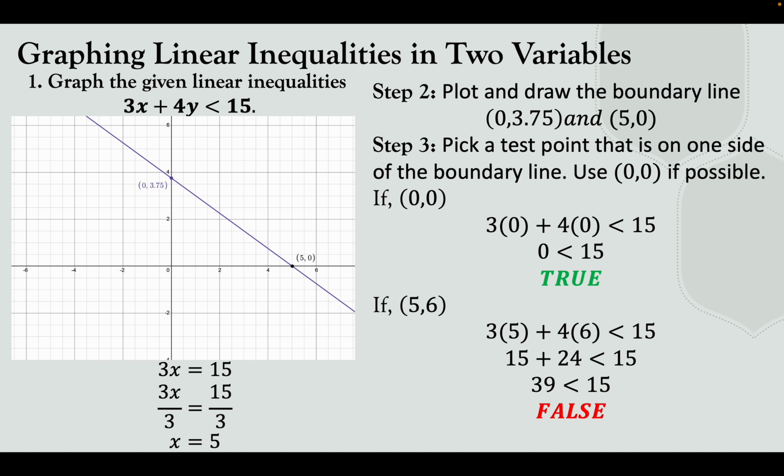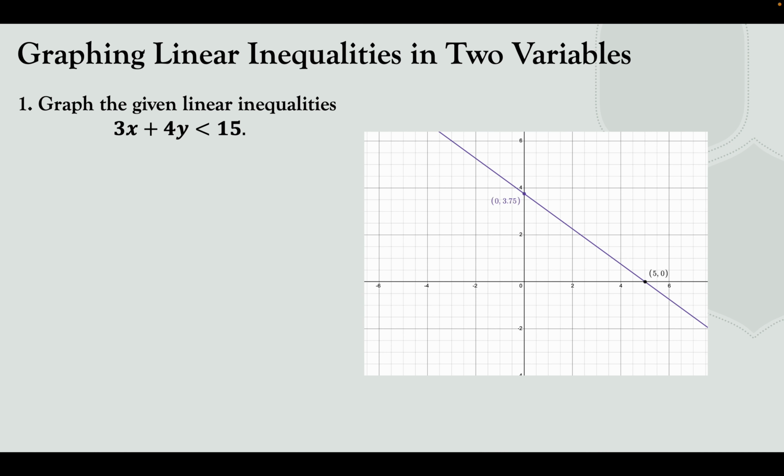False. No, of course not. So that is a false statement. Next, we need to pick another point from this side of the boundary line. So we will use -2 and -2. So substitute -2 and -2 into the given linear inequality.